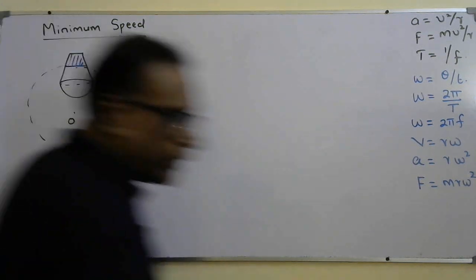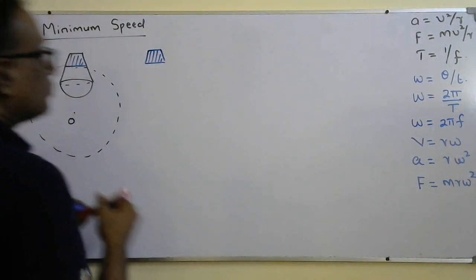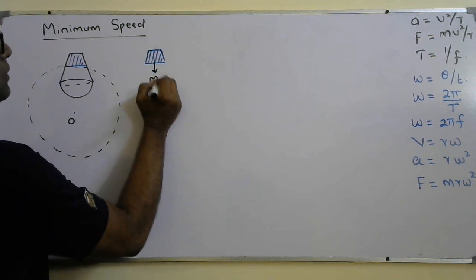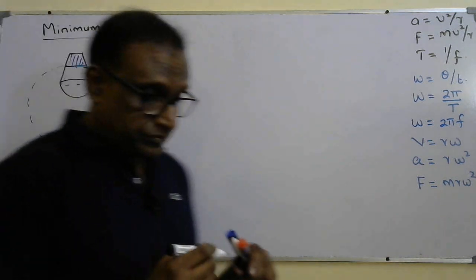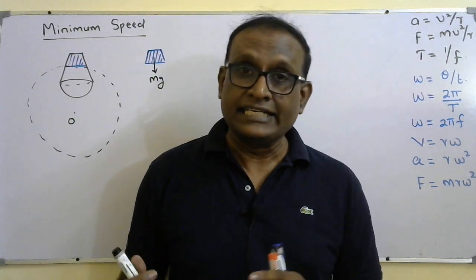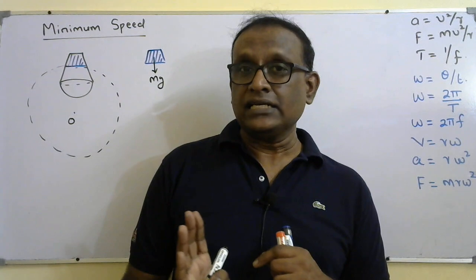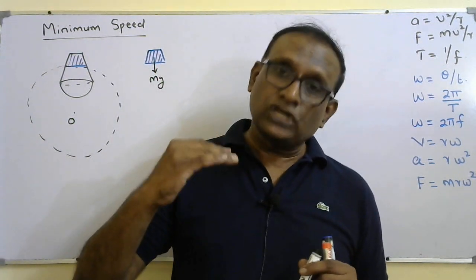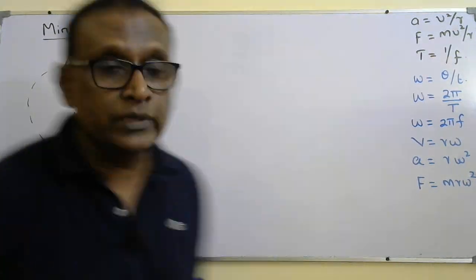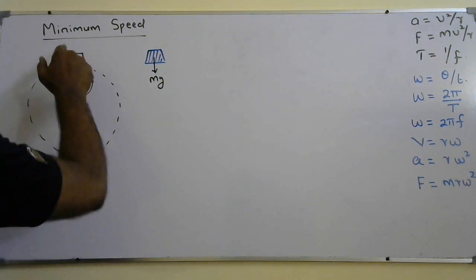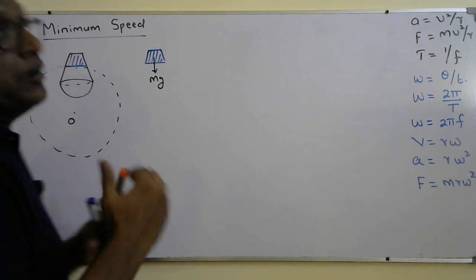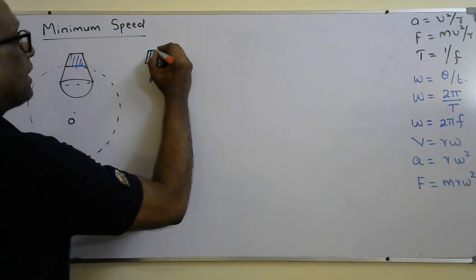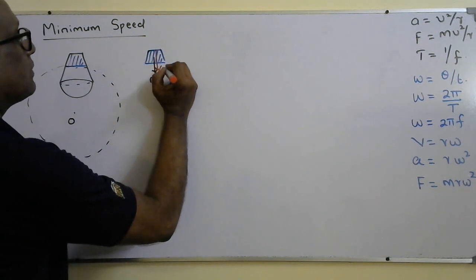The water has weight acting vertically downwards, mg. And I told you that when it moves on a circular path, it has the tendency of moving away from the center. So the water will push the base of the bucket, and there will be a push by the base on the water downwards. That is the normal reaction, which I can mark as R.